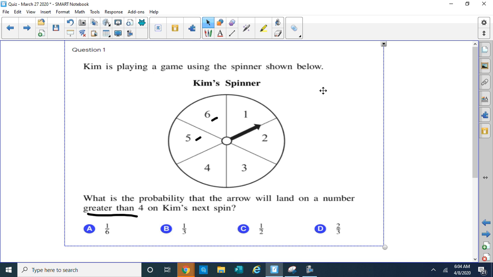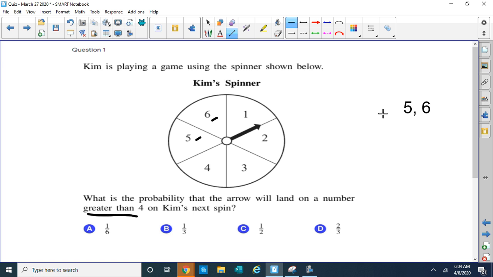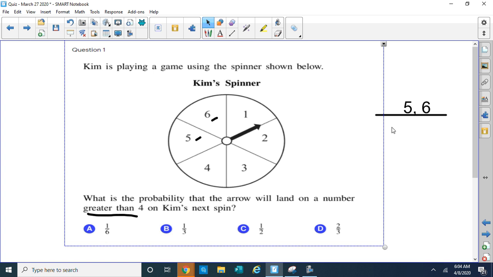So you can't get 4, but you can get 5 or 6. Those are the 2 numbers that we need to get in order to win. If you remember, probability is the chances of something happening out of the total possible outcomes. It's always a fraction, decimal, or percentage. And here are the 2 numbers that we need to win.